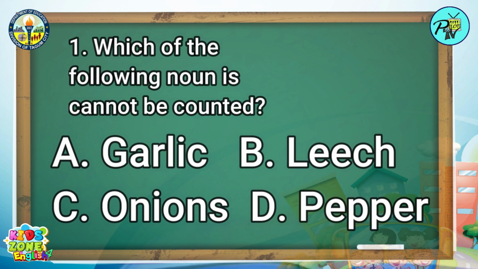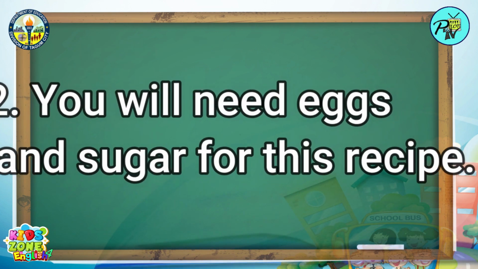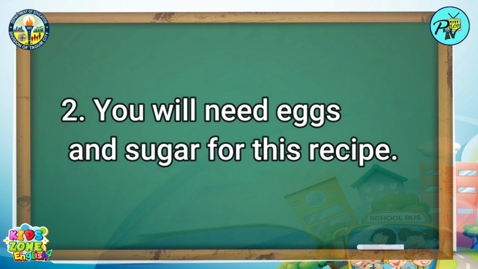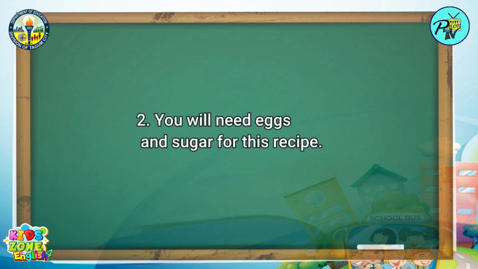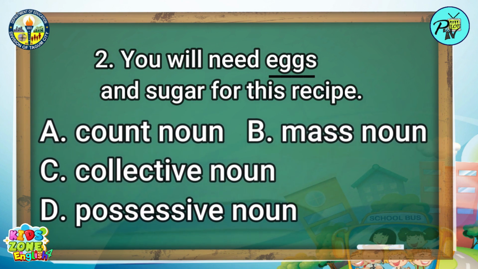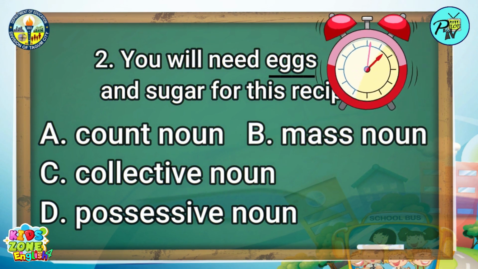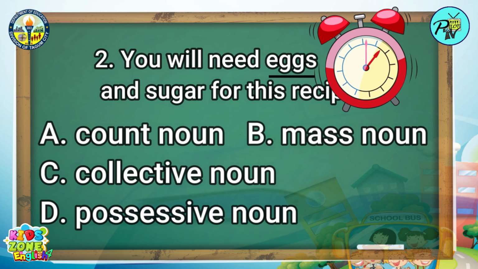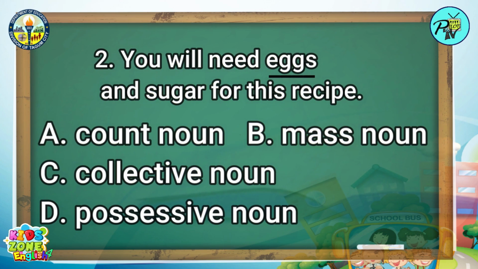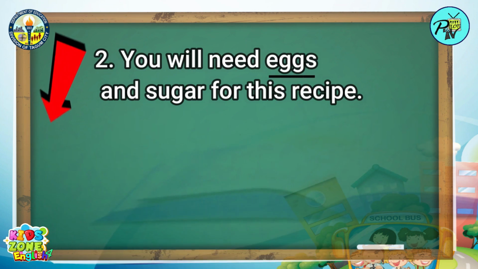The answer for number 1 is letter D. Item number 2. You will need eggs and sugar for this recipe. The underlined noun is A. Count noun, B. Mass noun, C. Collective noun, D. Possessive noun. What is your answer, kids? Correct! The answer is letter A.